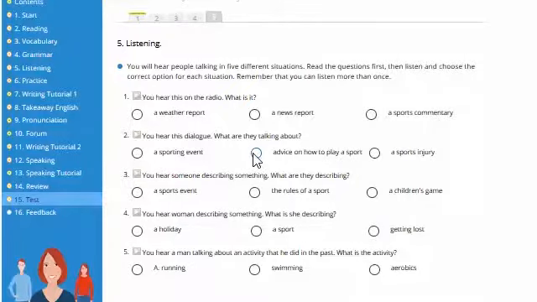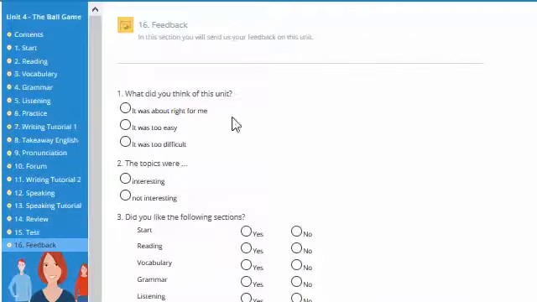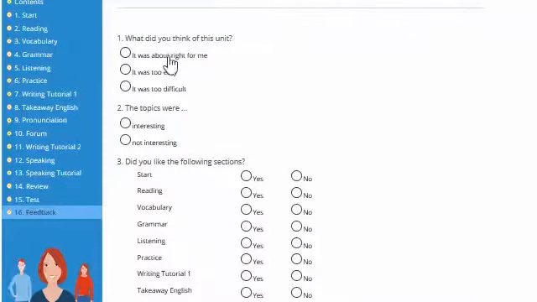The feedback section is where the student is given the opportunity to give his or her opinion about the unit. Tutors receive a copy of this feedback in the mail program, and it also registers on the platform.